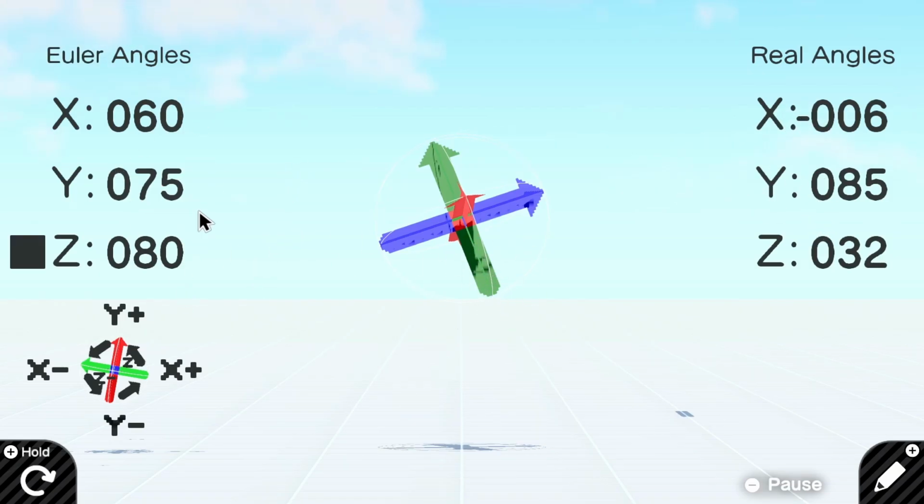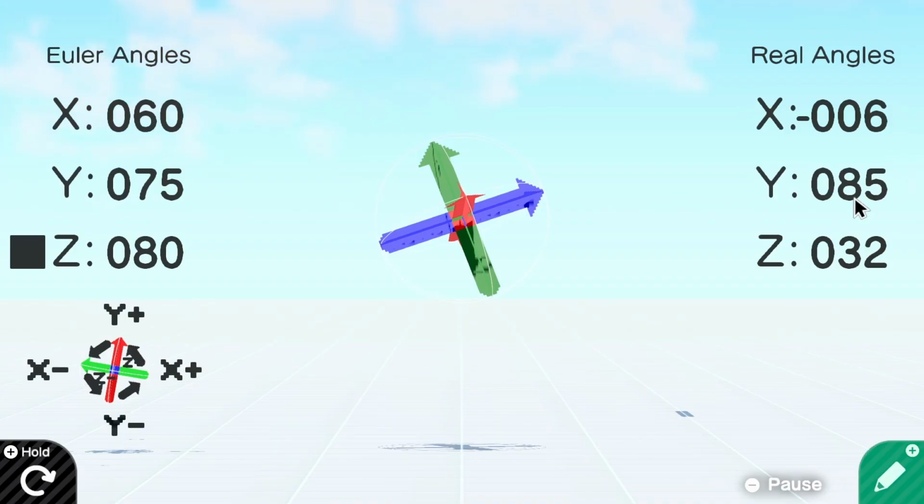Now, there is a way of converting from Euler angles into real angles and from real angles into Euler angles. In fact, the game does this all the time in its code. This is how the angles are actually stored in the game. However, the math that you need to convert from one setting to the other is very, very complicated and probably not recommended in any game unless that's the main goal of your game.